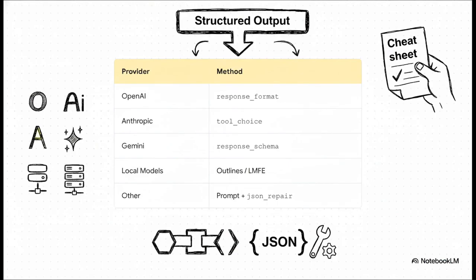And here's a little cheat sheet for you to take with you. Depending on which model provider you're using, whether it's OpenAI, Anthropic, Gemini, or even a local model, this table shows you exactly which structured output method you should be using. This is your quick reference guide for implementing Layer 1 correctly every single time.